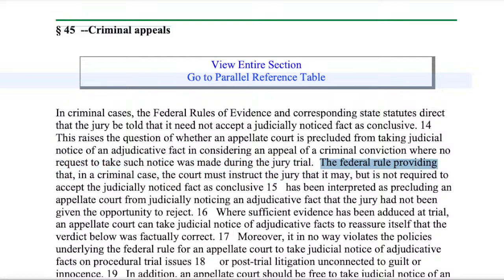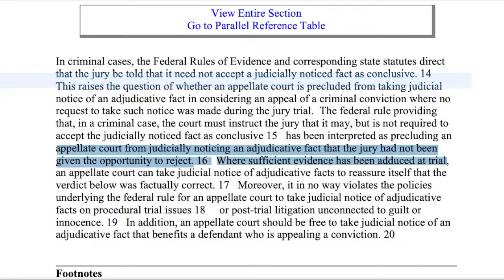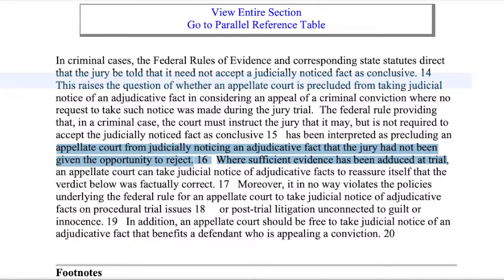The federal rule providing that in a criminal case the court must instruct the jury that it may, but is not required to, accept a judicially noticed fact as conclusive, has been interpreted as precluding an appellate court from judicially noticing an adjudicative fact that the jury had not been given the opportunity to reject. Where sufficient evidence has been adduced at trial, an appellate court can take judicial notice of adjudicative facts to reassure itself that the verdict below was factually correct.